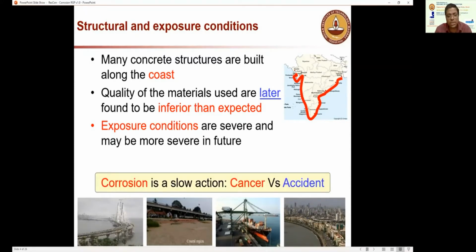Corrosion is a slow action, and it is like cancer as opposed to an accident. An earthquake or a flood is an accident which acts on us immediately and has a huge impact, whereas corrosion is a slow process, like cancer. But we have to do something before we get the cancer, or at the early stages of cancer, otherwise it will be very dangerous. That's the analogy which I thought would be useful, to give importance to these corrosion mechanisms.